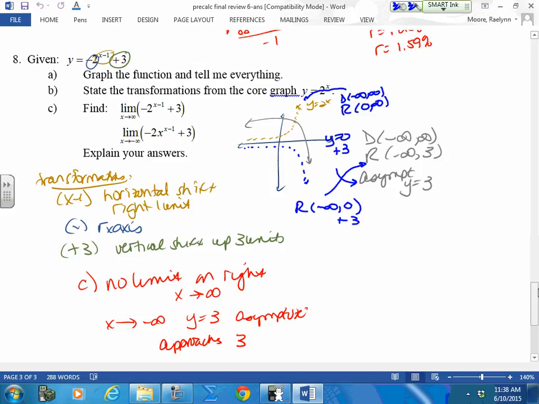This is a nice limit problem. As x approaches infinity, here's my x value, and I'm looking at this gray line. As x keeps going, am I approaching one y value? No, it's going on and on and on. So I have no limit. Okay? As x approaches negative infinity, am I approaching one y value? And what's that asymptote at?